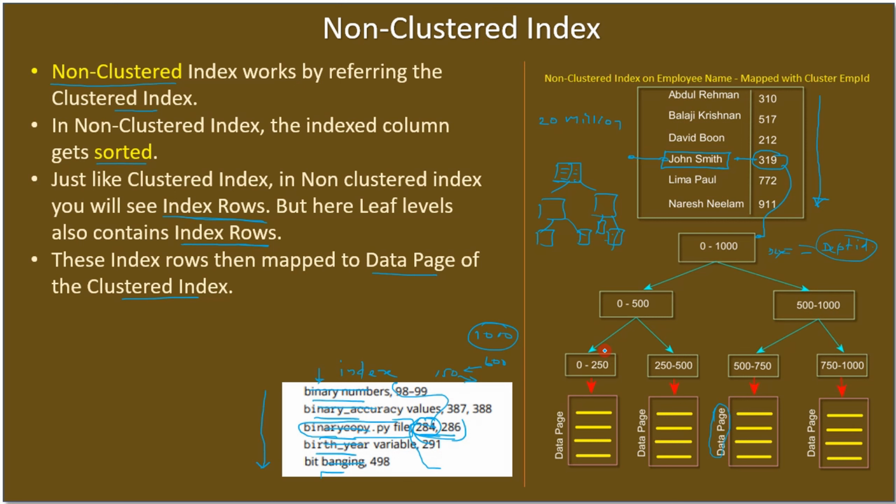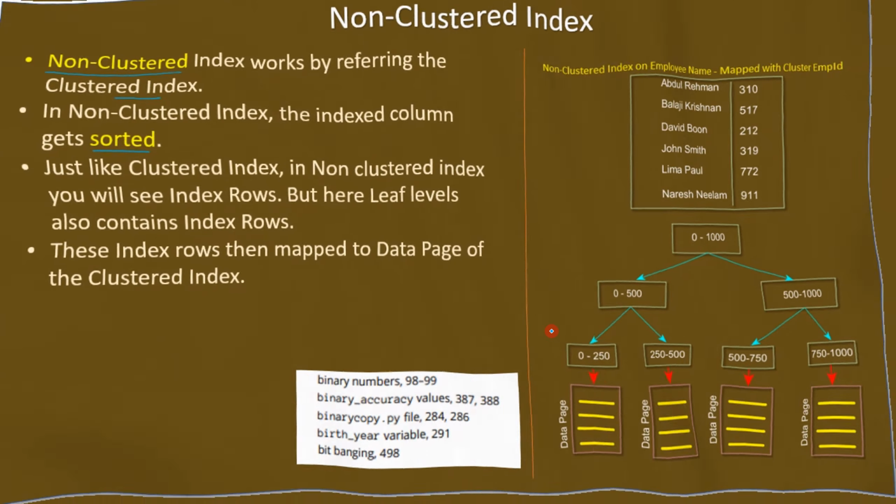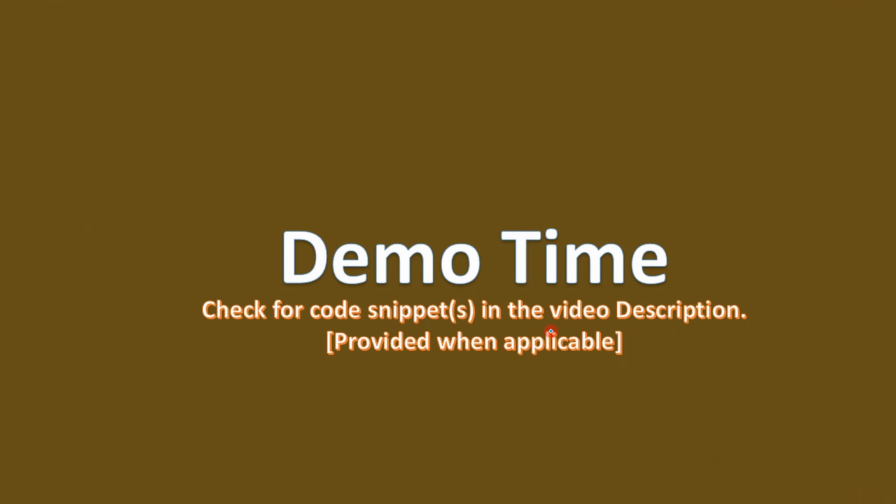Now we will create a non-clustered index for our department table. The non-clustered index also will help in improving the performance. Say for example, if we are doing the search based on the name column, since it's an indexed column, a non-clustered indexed column, because of this data structure, you will get the advantage. That means the search becomes quicker. Now let's go to the demo.